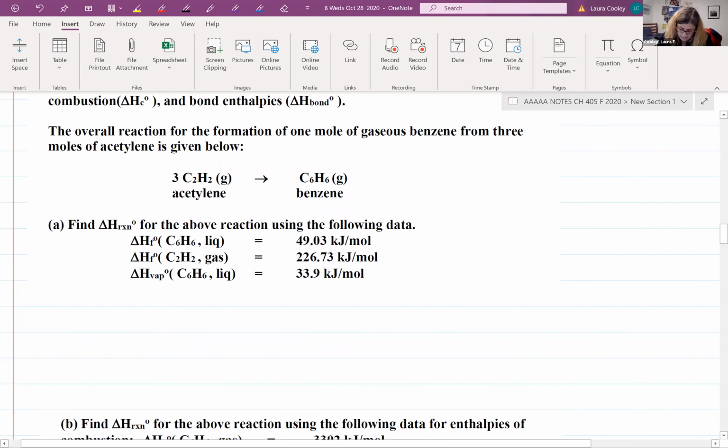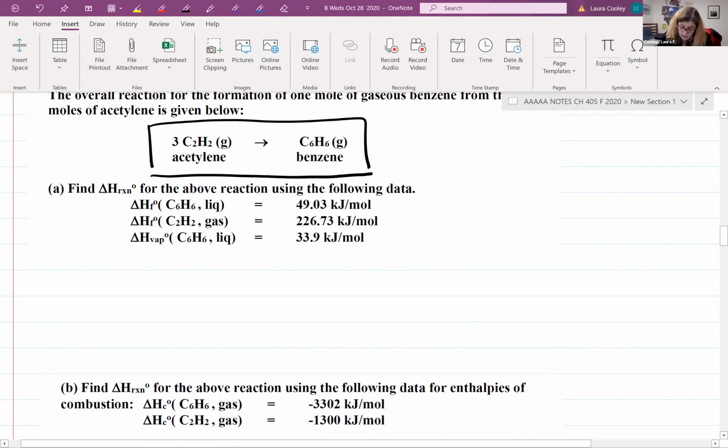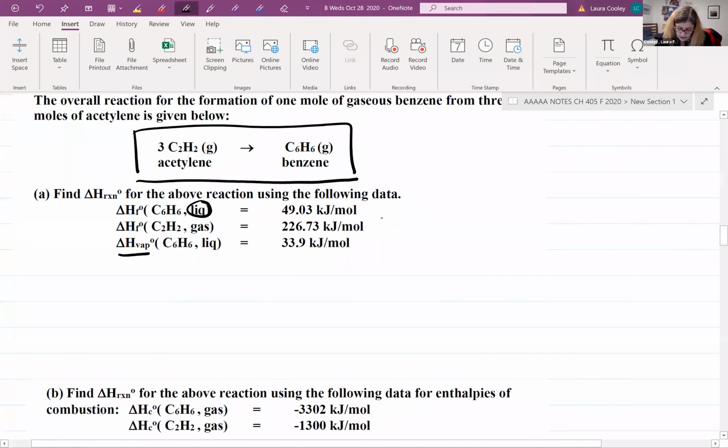So I give you one reaction here, 3 acetylenes reacting to make benzene in the gas phase, okay? So I give you now the heats of formation, but I didn't give you the heat of formation of gaseous benzene. I gave you the heat of formation of liquid benzene, and then I gave you the heat of vaporization of the liquid. So this is kind of similar to a problem we had before, remember, where you weren't given the right phase for the heat of formation. So here you're going to have to combine these.